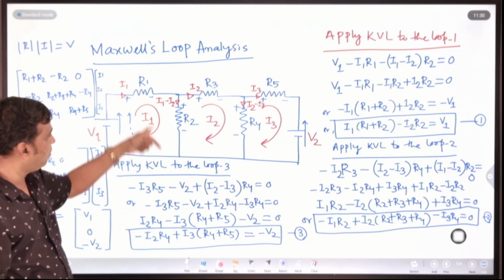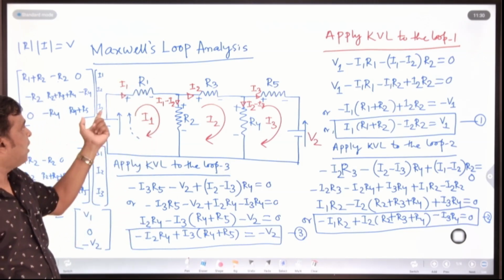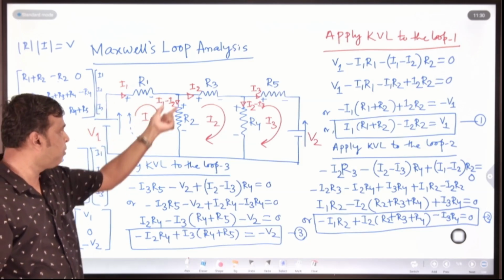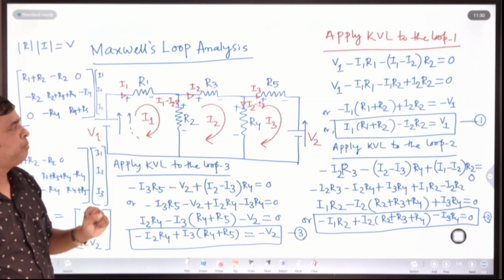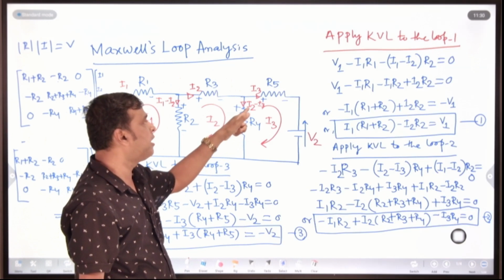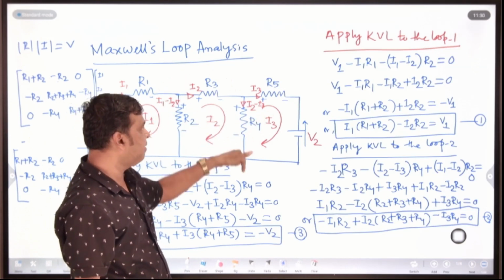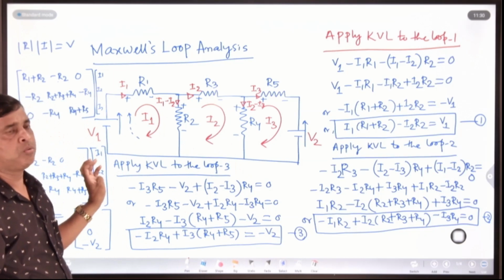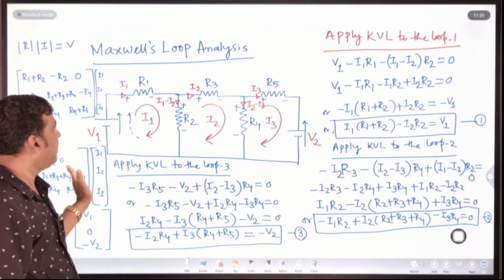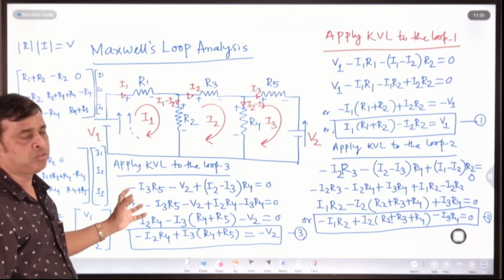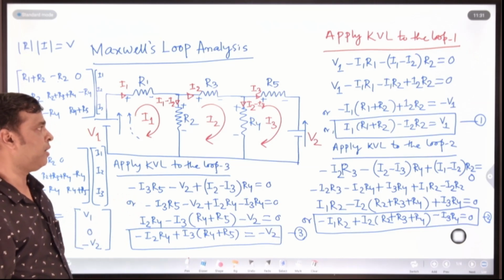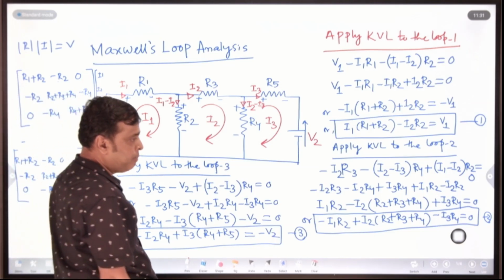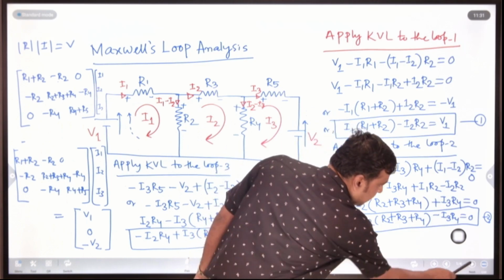What amount of current flows through R2? Once you get I1 and I2, the current through R2 is simply I1 minus I2. Then what amount of current flows through R4? That is your I2 minus I3. So for each branch, you can mention what amount of current flows through it. Once you get I1, I2, I3, you can easily calculate the current through each branch. So this is nothing but Maxwell's loop analysis, or mesh analysis.